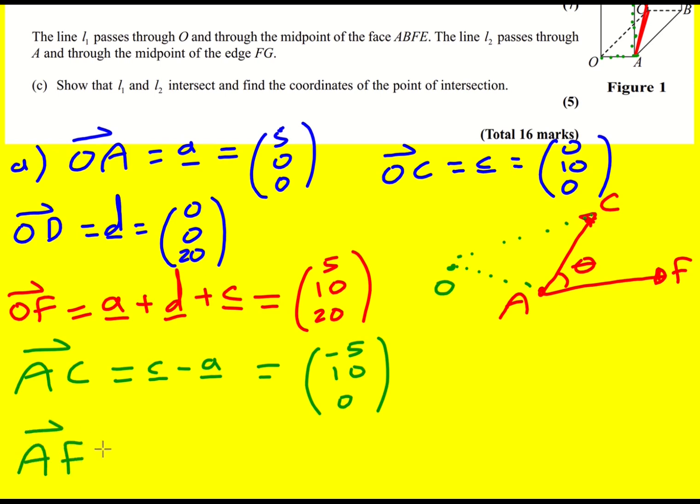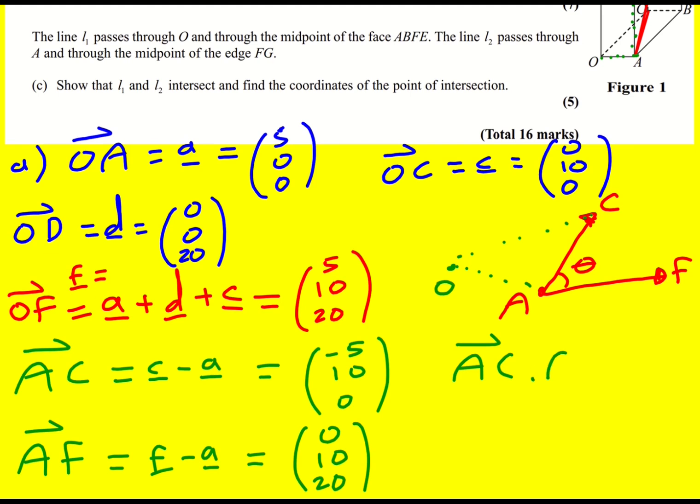Whilst A to F is going to be F minus A. To be fair, I didn't call it that, did I? Let's write that in now. And so I've got 5, 10, 20, but I'm minusing the 5, so I'll get 0, 10, 20. Then I can do the dot product. So the first version of the dot product is going to be to just times their components accordingly. So I'll get 0 plus 100 plus 0, so it's going to be 100.